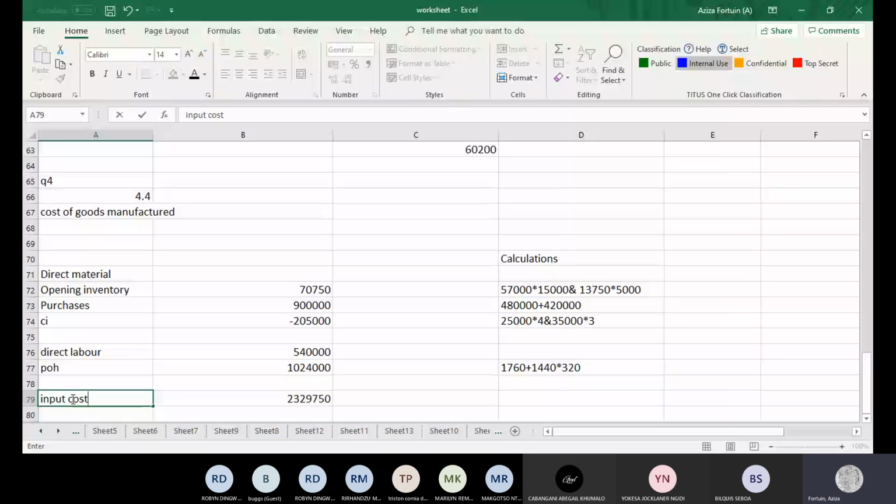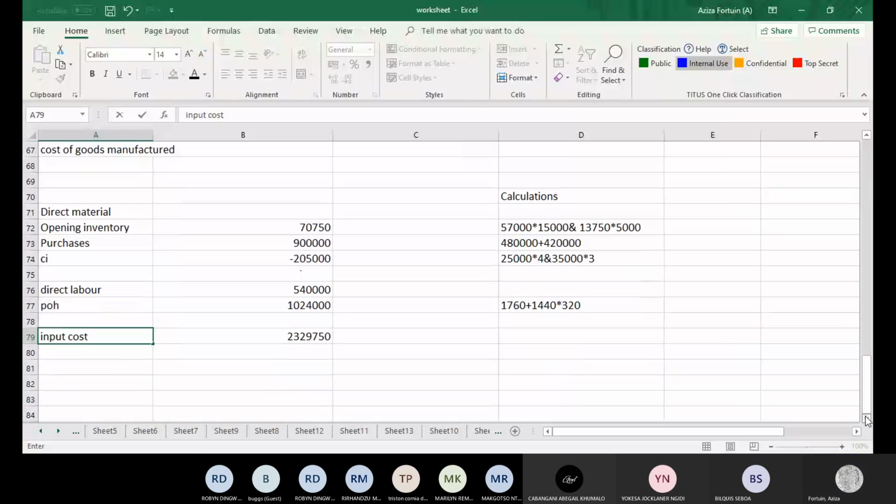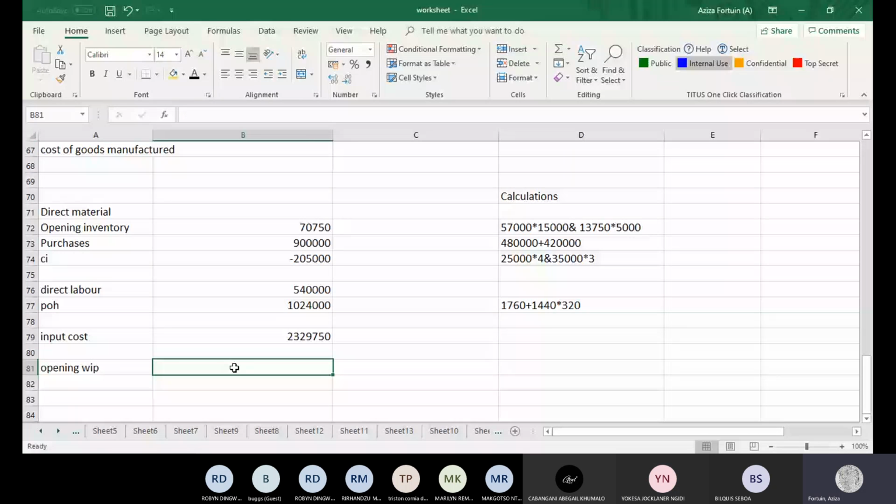So let's calculate the opening WIP. What is our opening WIP? Aziza, that's given as 277,900. It's just there under component. Okay. You're lucky tonight, eh? Very lucky.